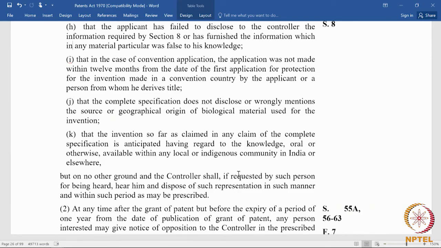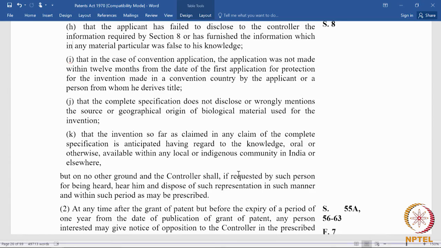Okay. And the controller shall, if requested by such person for being heard, hear him and dispose of the representation in such manner and within such period as may be prescribed. Okay. Now, this tells us, I mean this is the end of the grounds of pre-grant opposition. Now the post grant starts. So what is critical here is that if a request is made by a person for hearing, the controller will hear him and then dispose of the representation, either saying that valid grounds for a patent to be rejected.